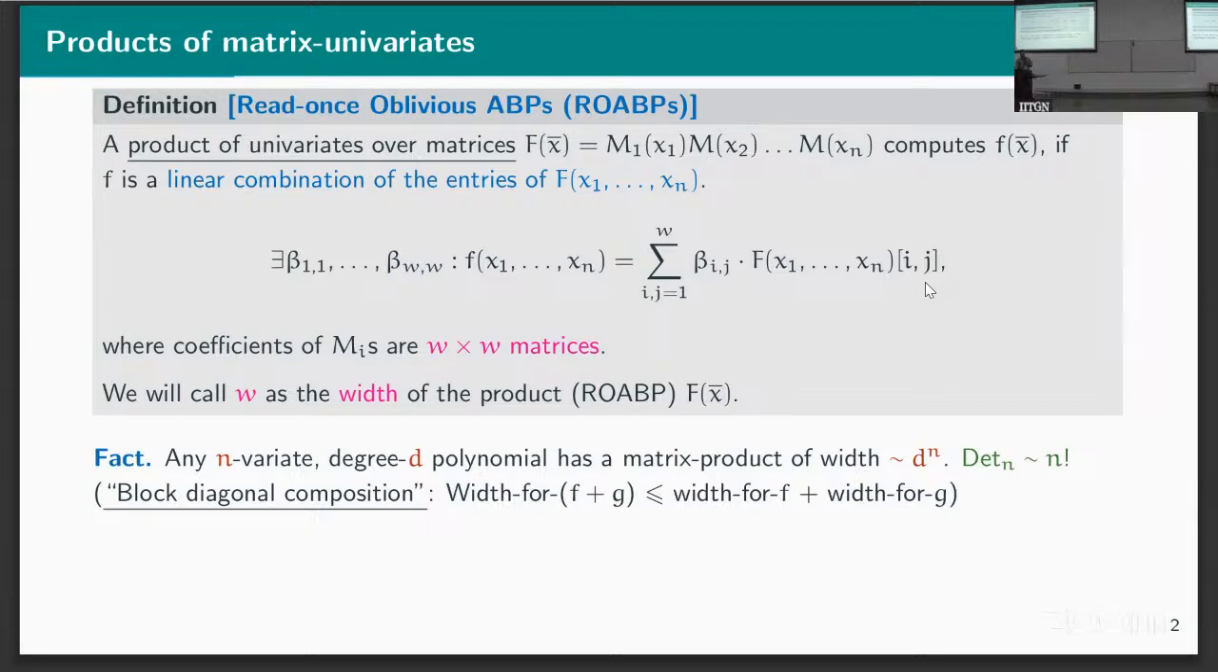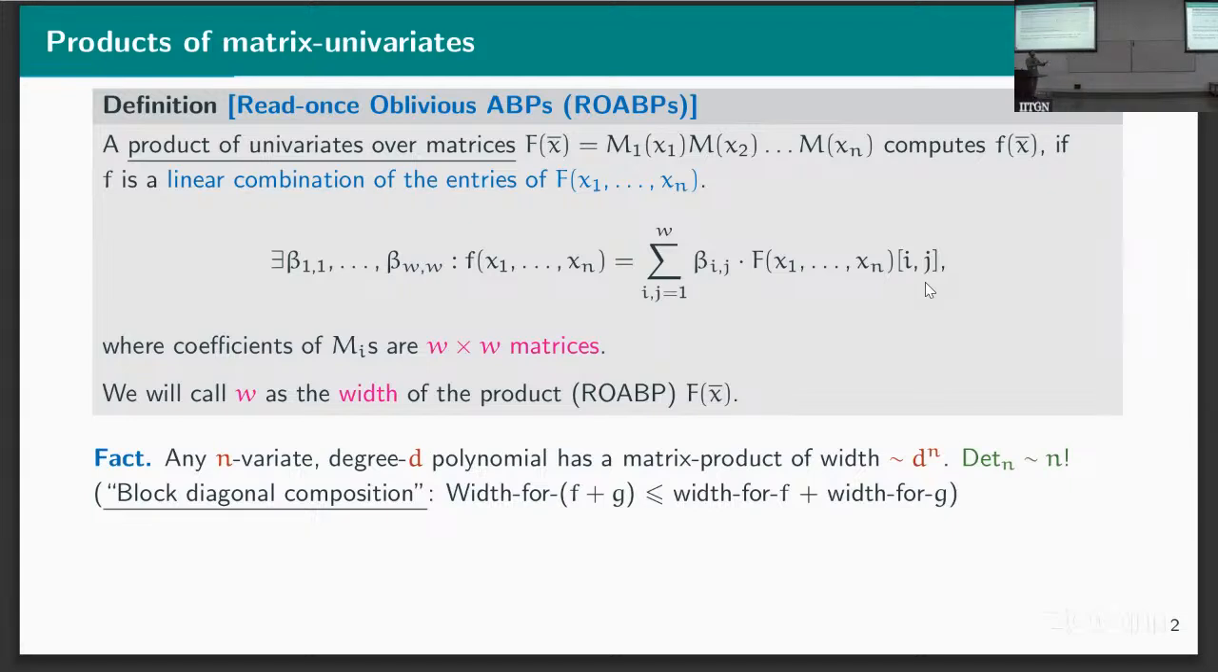This is essentially true because we are working with matrices. If you can compute two polynomials f and g as a univariate product, you can take all the matrices that you have been using and align them block diagonally. You can put the univariates that you are using for f here and the univariates that you are using for g here. Then the same thing will go through, so your width just adds up.